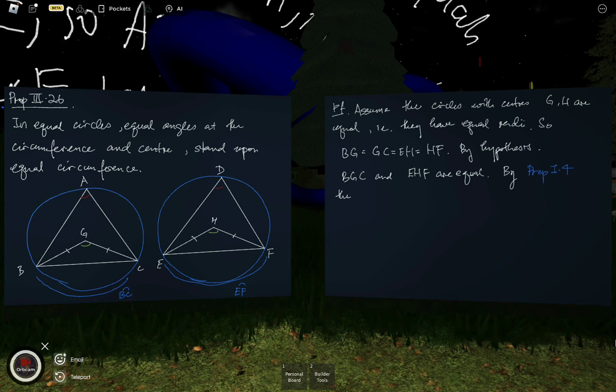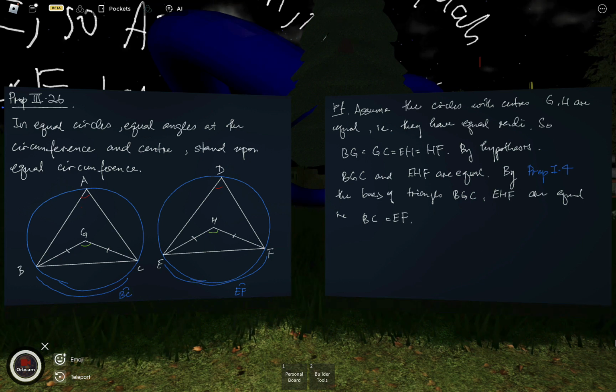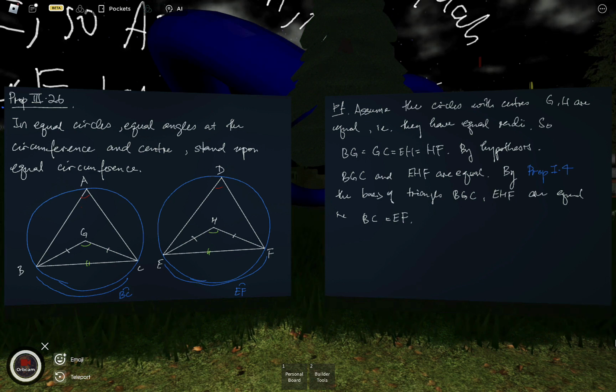So at the base of triangles BGC and EHF, bases of these two triangles are equal, i.e. one of the bases is BC equals EF. Okay, so we've concluded that, going back to the diagram, that the bases of these are equal, so I just mark them in, these are the same. And we're going to use proposition, I guess, one of the last ones, I don't know if I label this. Yeah, so the base of these are equal.